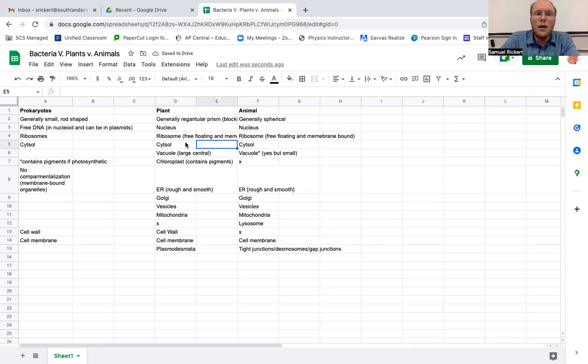They have cytosol, of course. Again, the exact details of what chemicals, nutrients, organelles will be in that cytosol is different from cell to cell, but they all have that enclosed within the membrane. Both plants and animals have vacuoles, but their vacuoles are very different. Plants have a large central vacuole, which allows it to maintain turgor pressure, and animals have small vacuoles with different functions. Plants have chloroplasts, animals do not have chloroplasts.